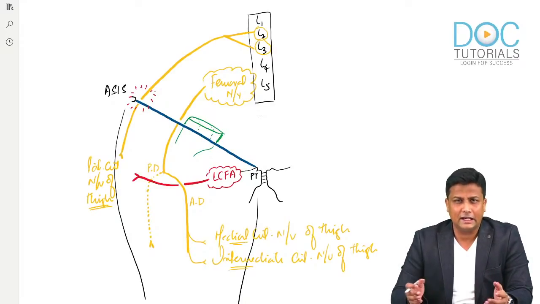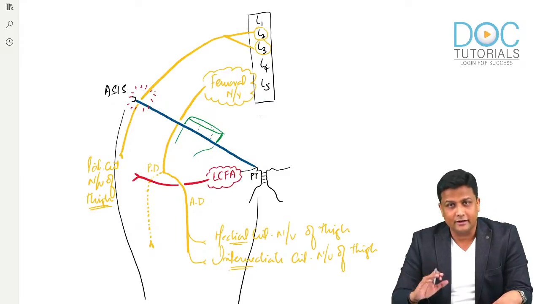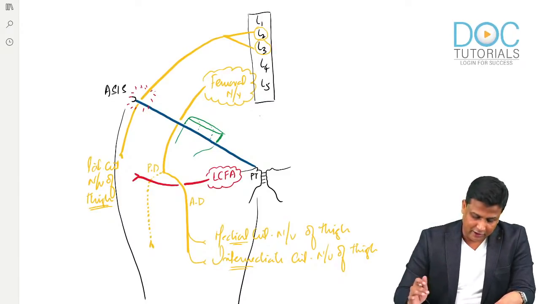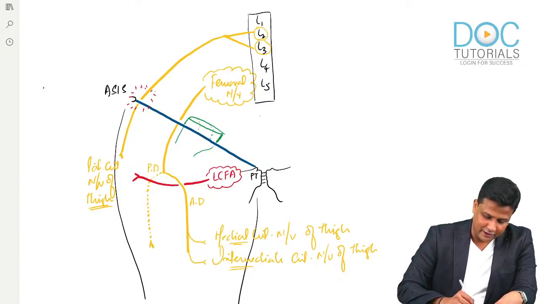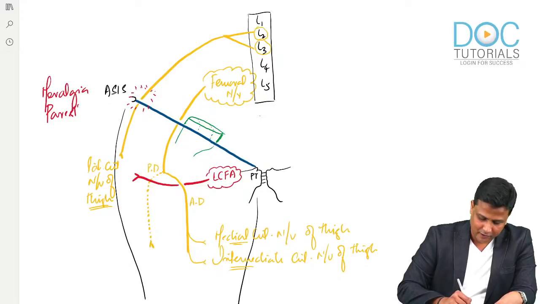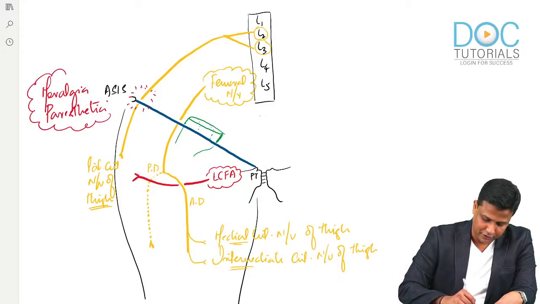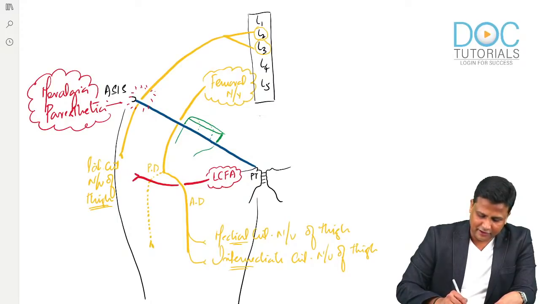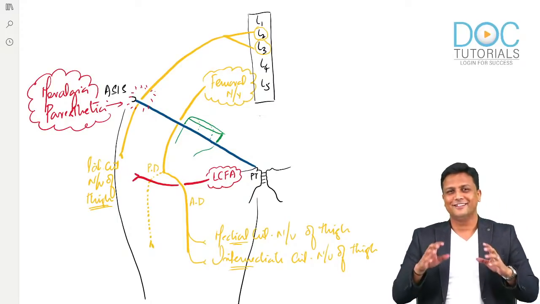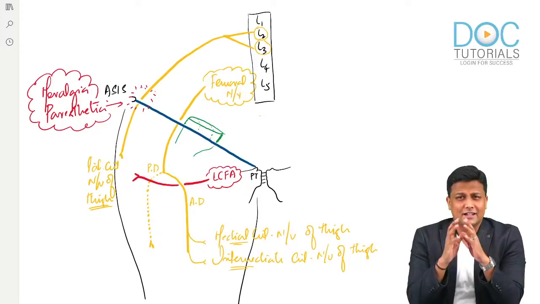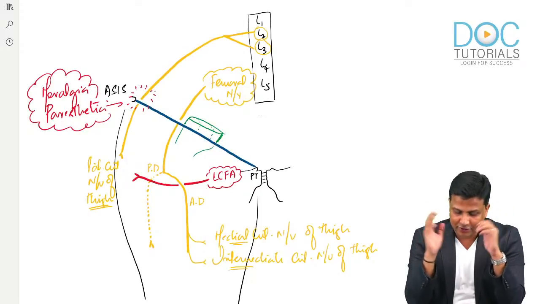There will be pain and paresthesia on the lateral aspect of the thigh. That pain and paresthesia on the lateral aspect of the thigh, that condition is actually referred to as Meralgia Paresthetica. Perfect. I think it can't be much more crystal clear than this, guys. The concept is very crystal clear.